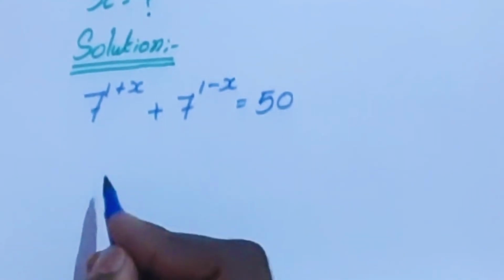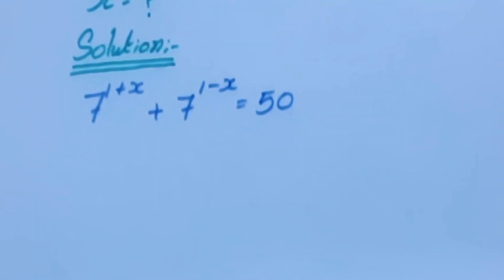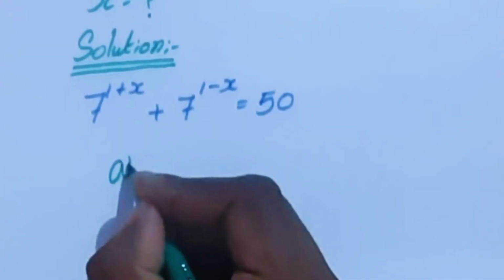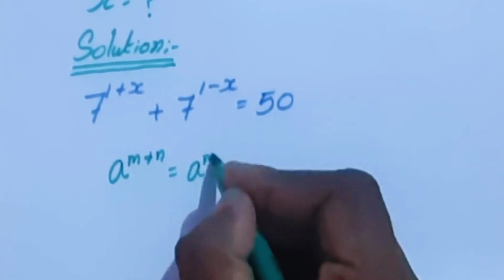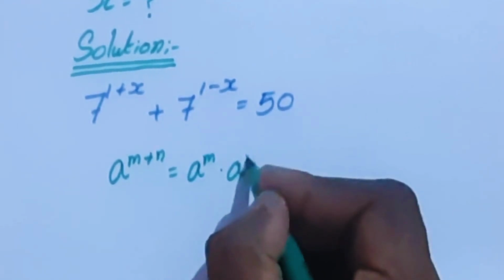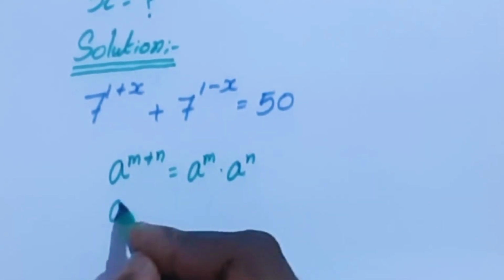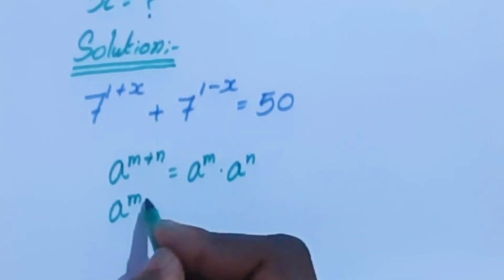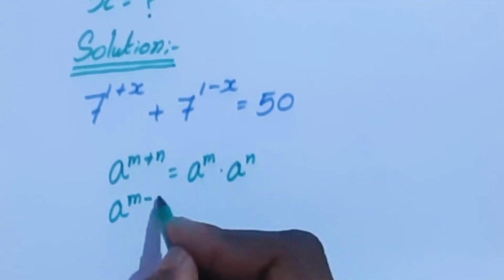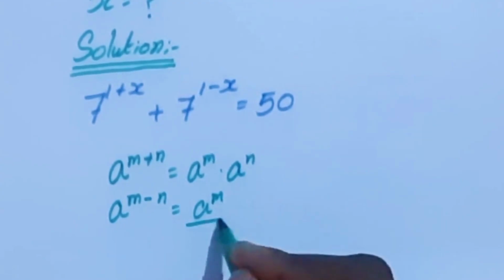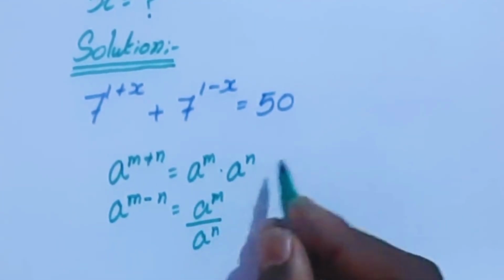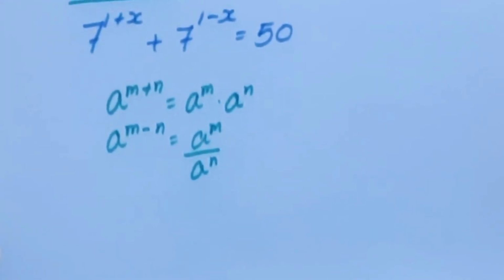Here we are going to apply this exponent identity that a power m plus n equal to a power m times a power n. Also, we are going to apply another exponent identity that a power m minus n equal to a power m by a power n. These two exponent identities we are going to apply here.